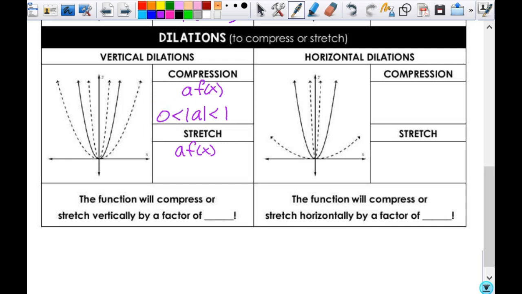And I just realized I did this first instead of finishing the parent functions. I don't know why, but it's fine. We'll do this and then we'll go back. It's fine. It doesn't really matter.